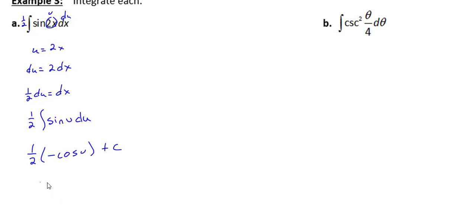Reorganize this a little bit. Put the negative out in front. Negative 1/2 cosine of 2x plus c. If you found the derivative of this using your chain rule, you would get this integrand, sine of 2x.